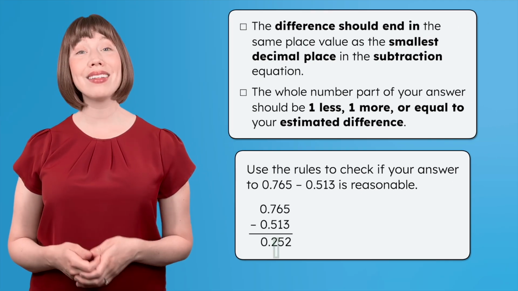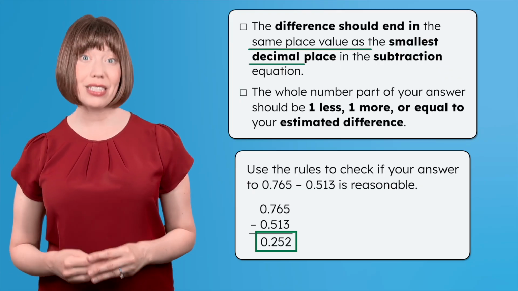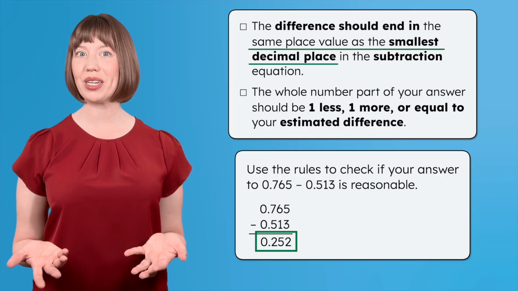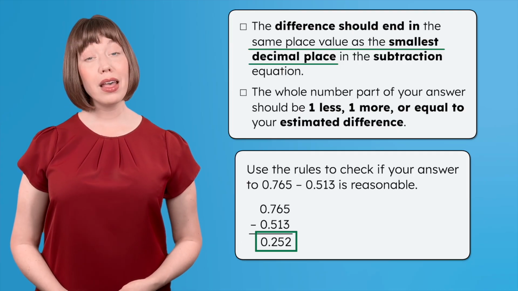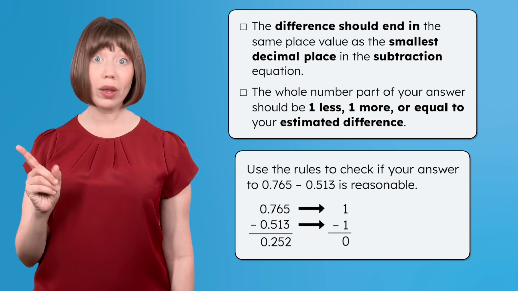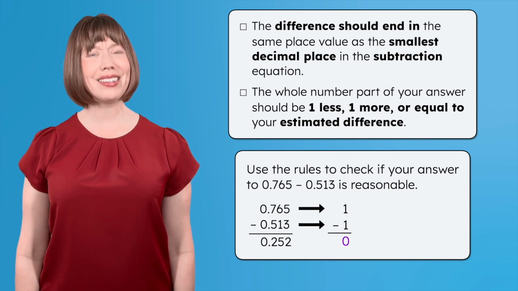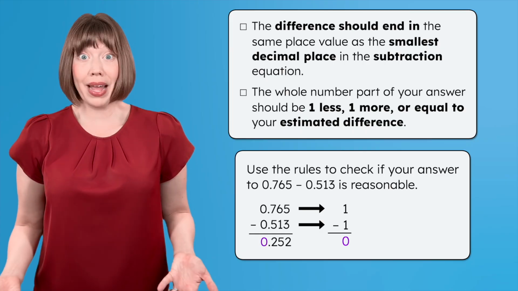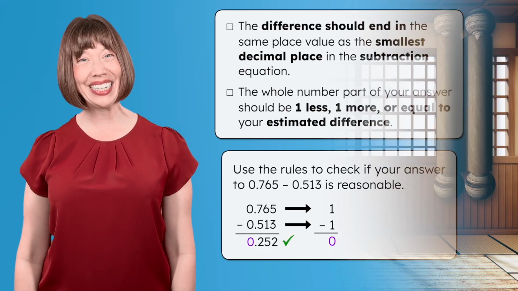Our answer ends in thousandths, as it should, since that's the smallest place value in the subtraction equation. What's our whole number estimate? Both numbers we subtract round to 1, and 1 minus 1 is 0. Even though the estimated difference is 0, it still matches the whole number part in our answer, so it's reasonable.